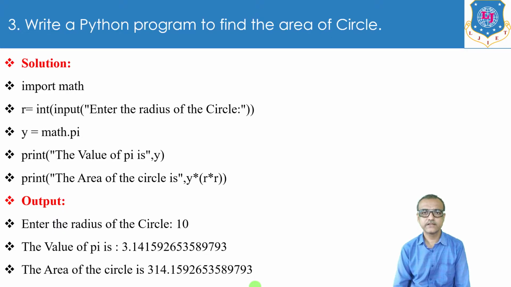So in today's lecture, we have seen three programs based on basic elements of Python. First program was of addition of two numbers. The second program was of how to find the area of a triangle. And the third one was of how to find out the area of a circle.